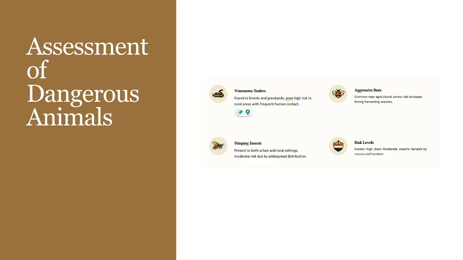So assessment of dangerous animals. The same information, botanists and ecologists can provide you this information. So once you identify that venomous snakes and aggressive bees are there, then you'll do a risk assessment and then come up with mitigation measures to ensure that your employees are not affected by this.